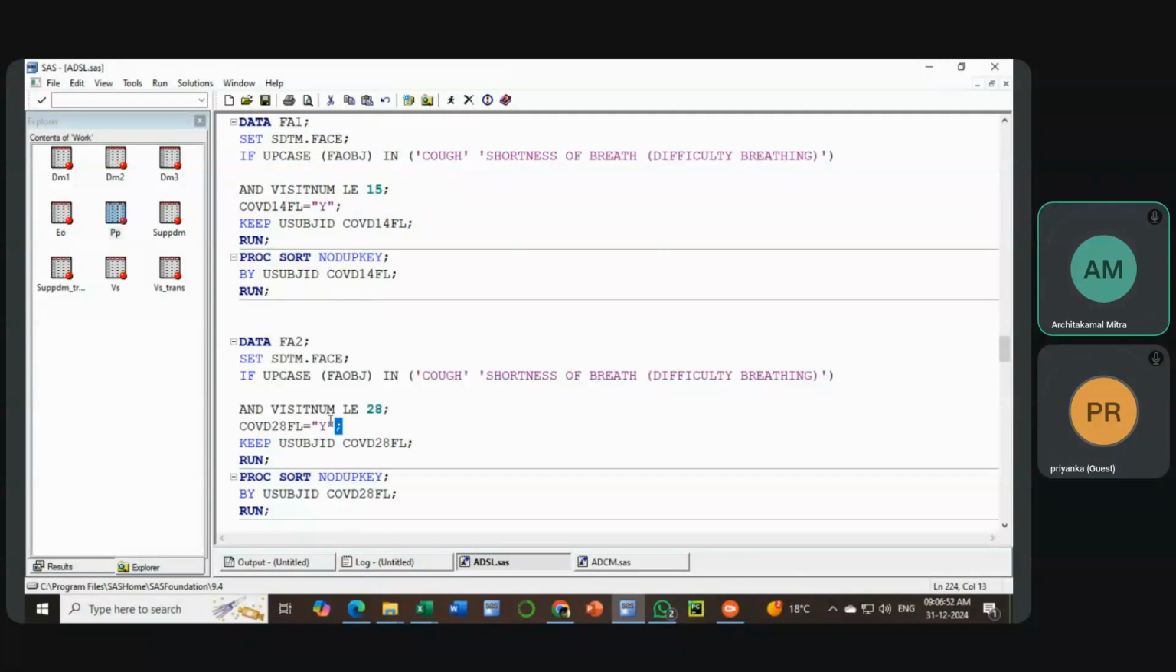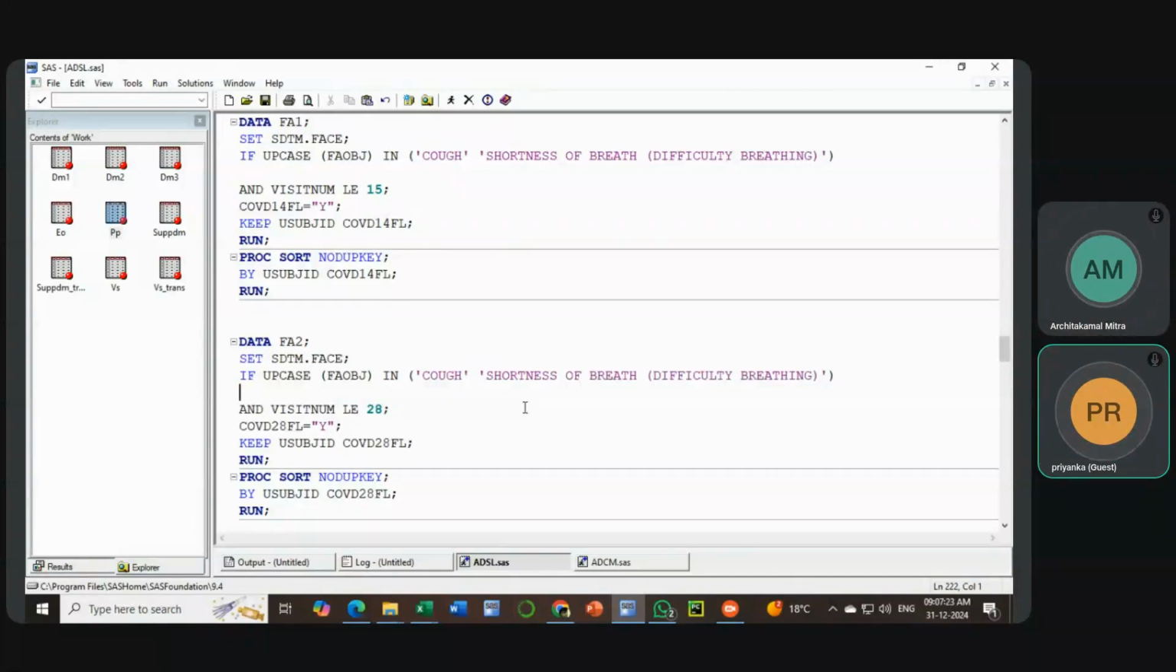That's why if upcase FAOBJ, what is FACE? I just forgot. The FA is a FA domain. Findings about. Yes, findings about. Yes, correct. So if you have something specific to this finding, so if upcase FAOBJ in this one and visit num lesser equal to 28, you find something lesser equal to 28, then these are the ones.